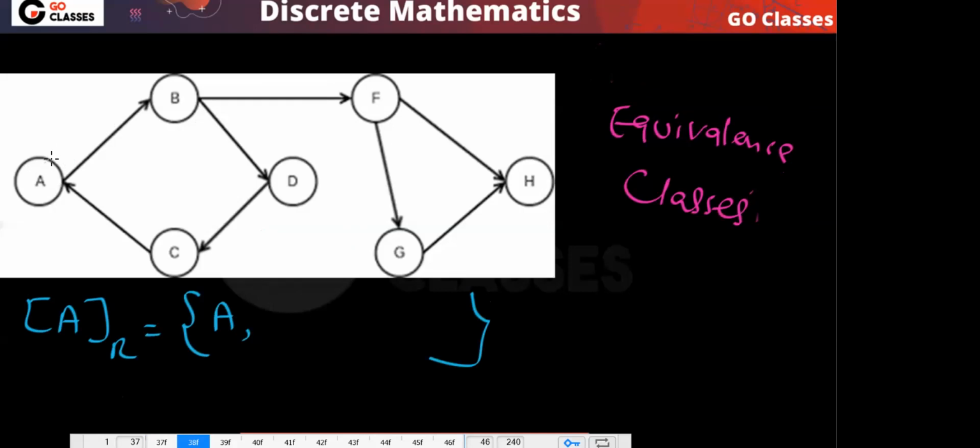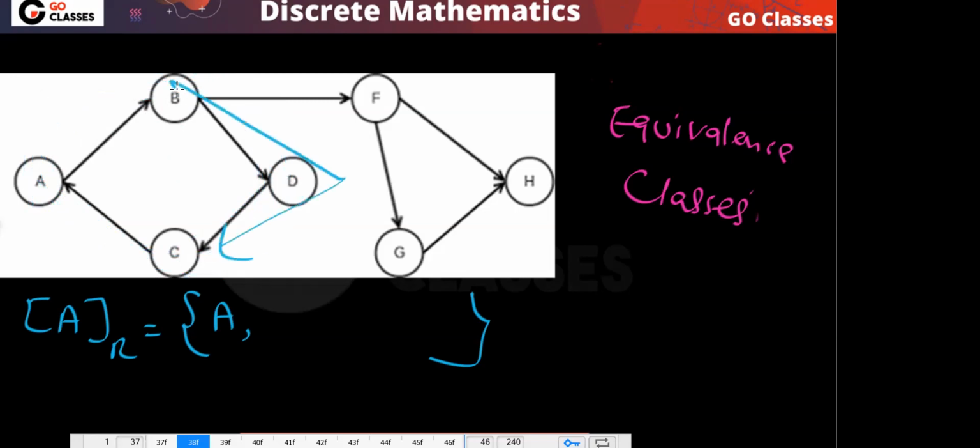And you can notice one thing. This is a loop. If you notice, it means there is a path from A to B, a path from B to A, a path from A to D, a path from D to A, a path from A to C, and a path from C to A. So between any two vertices, there is a path. I can say that here every two vertices are strongly connected.